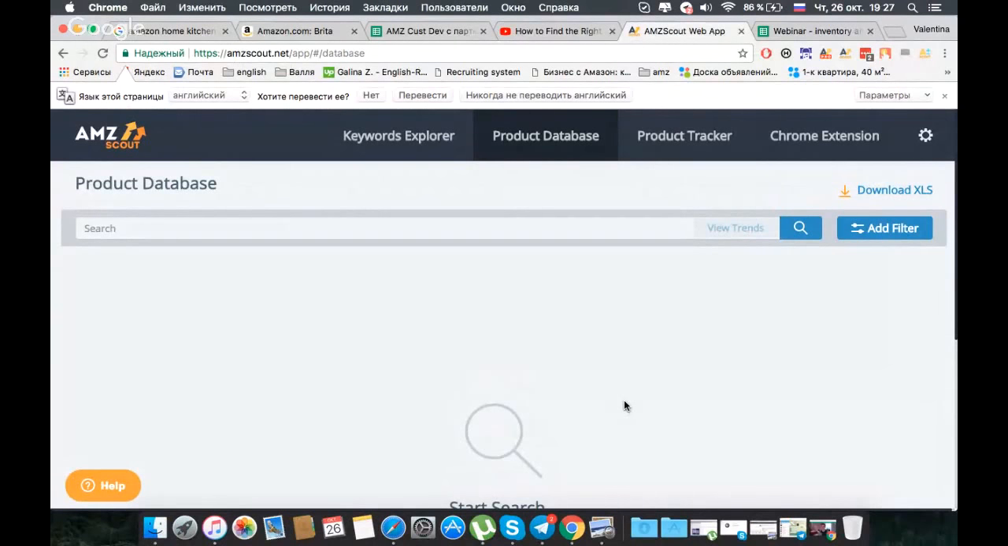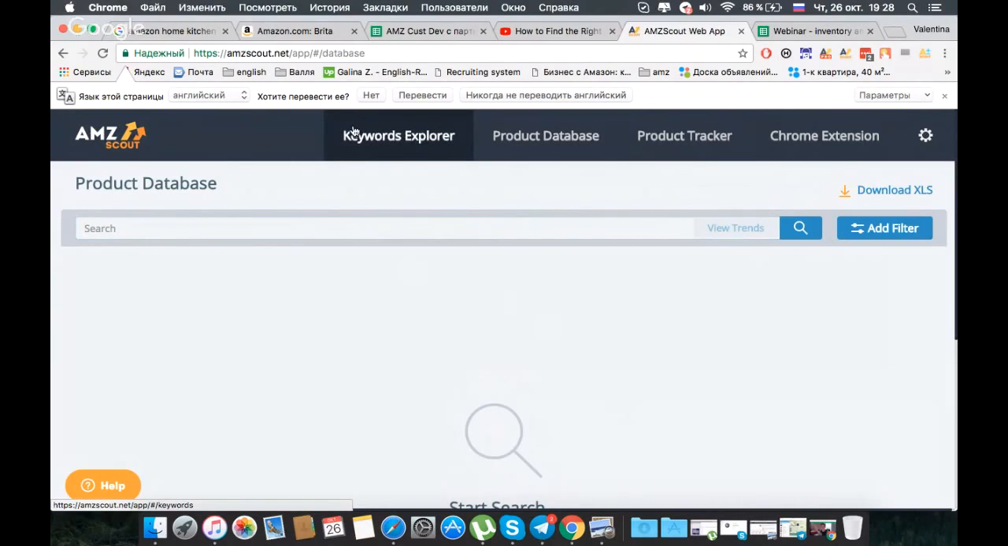It's called a web app. It has a keywords explorer, product database, and a product tracker inside, and the extension, which can be basic and pro. It's another thing. It's not a web app. It's a cloud service, which is in the Google Chrome. Well, I'd like to start with the keywords explorer today, and then I want Luke to comment on that and probably your questions if they are coming.